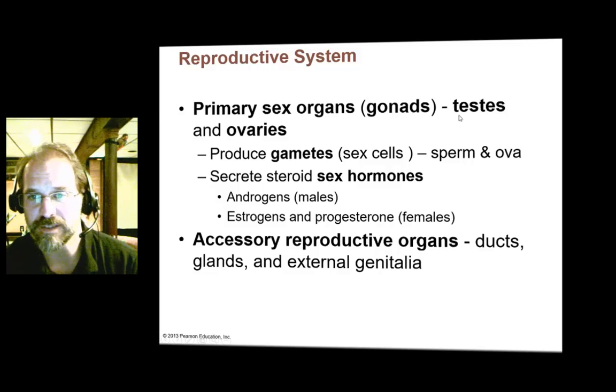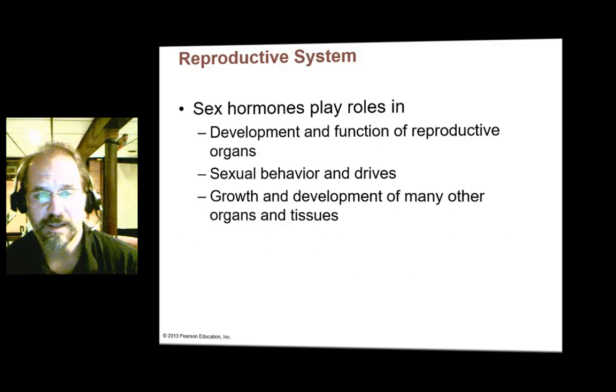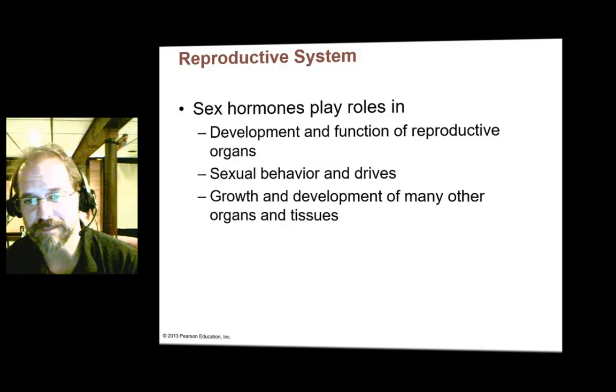The male testes are actually located outside the main abdominal cavity, whereas the ovaries are nestled snugly deep inside the female's pelvic cavity, near the border between the pelvic cavity and the abdominal cavity. In addition to the main sex organs, the gonads, we have reproductive ductwork and the external genitalia, which are the copulatory organs.